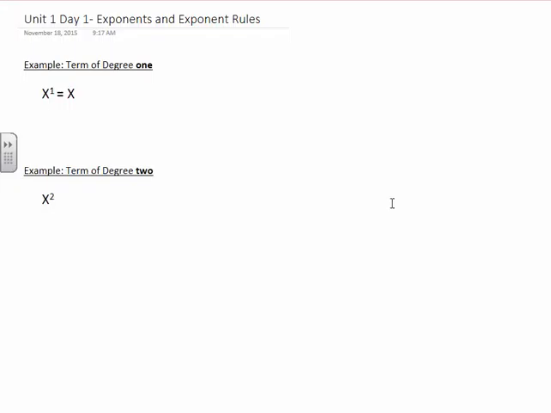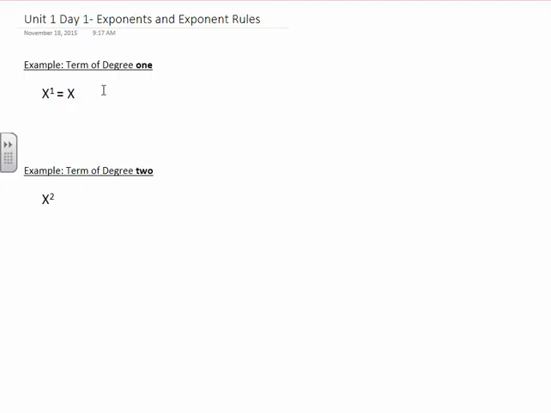Today we're exploring exponents and exponent rules. So the first thing we need to understand is the difference between a term of degree 1 and a term of degree 2. We'll start by looking at the characteristics of degree 1 terms, and that is what you can see right here at the top of the screen.